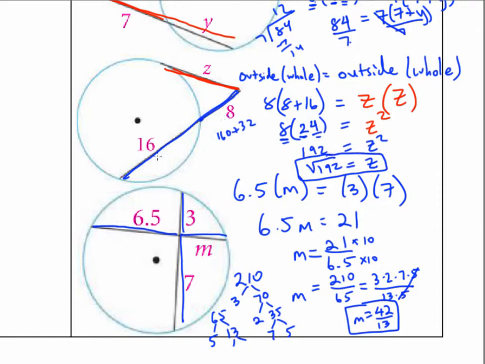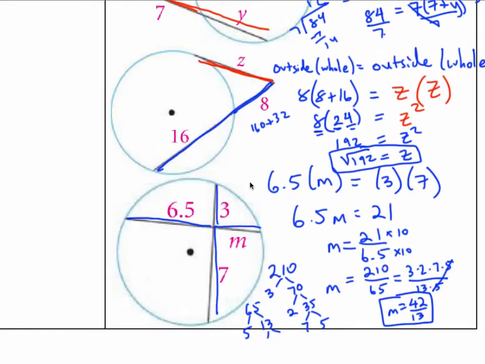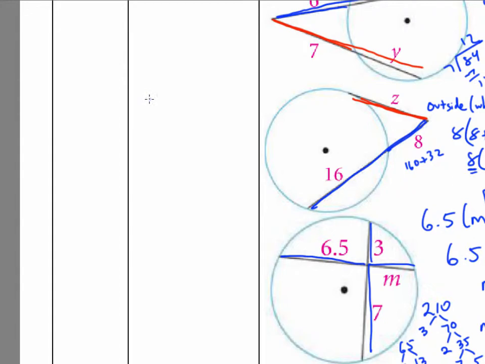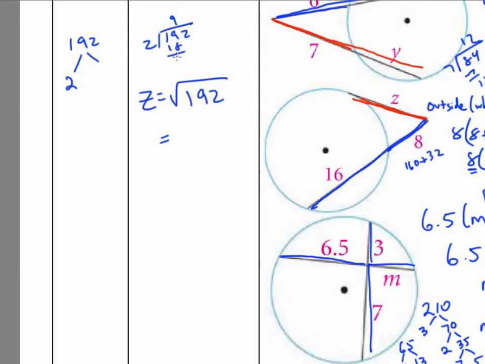But let's see, actually I shouldn't circle that. Let's go ahead and simplify that. We're out of space over here, so let's go ahead and work over here. So z equals the square root of 192. Can we work with that at all? Well, let me just see if I can break this down. 192, I know I can divide that by 2. Let's just use long division here. 2 goes into 19 9 times, 18, 96.